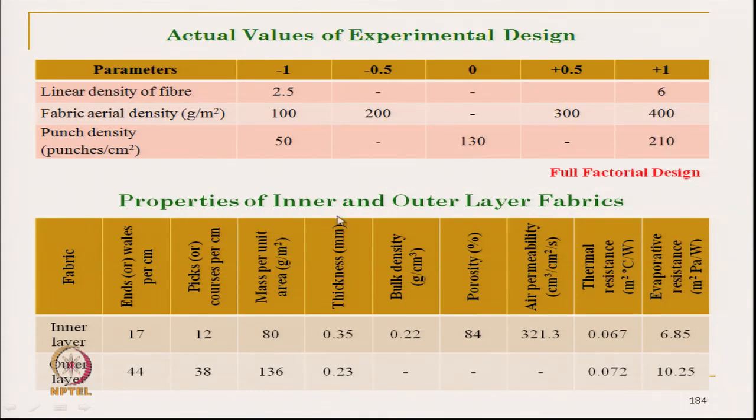The properties of inner and outer layer fabric: nonwoven fabric is used for the middle layer, and the same inner layer and outer layer fabrics are used here, with different ends per inch, picks per inch, mass per unit area, thickness, bulk density, porosity, so all these parameters are there. In the outer layer, as it is coated fabric, bulk density and porosity are not used, and air permeability is also not measured, because it is a coated fabric.